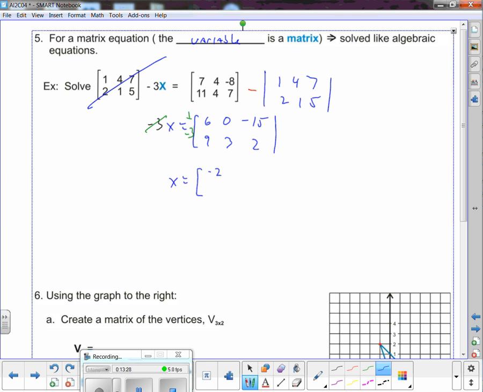Negative 2. I'm going across the top row. And 0. And what? 5. Bottom row, first element, negative 3. Second element, negative 1. And we get one fraction, negative 2/3. And you can have fractions, not a problem. You can have decimals as an element for a matrix. We're mostly dealing with whole numbers, but all that is possible. Okay, so that's not so bad, right?